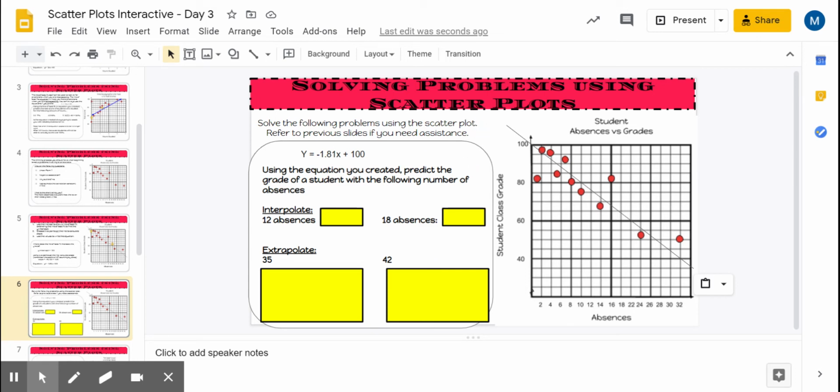So hey, go pause the video if you need to. Go back up, copy, and then paste your line down on this screen. So let's go ahead and use the line to interpolate. 12 absences is right here. And I'm just going to track 12 up to the line. And it is, boy, it's about 75, maybe 76%.